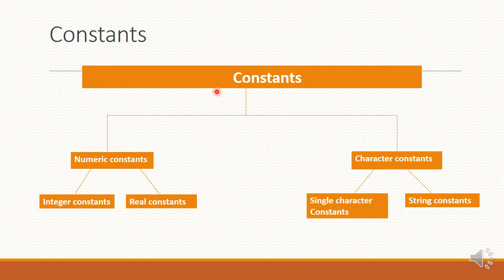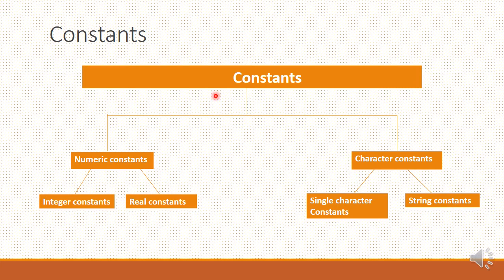What are constants? Before going to the definition of a constant, first let us see that constants are divided into two types: numeric constants and character constants. Numeric constants are divided into integer constants and real constants. And character constants are divided into single character constants and string constants.